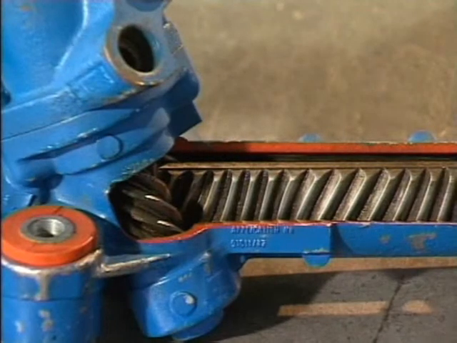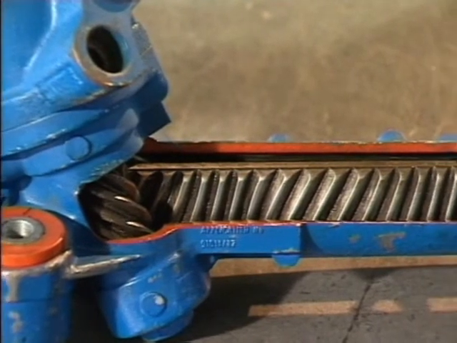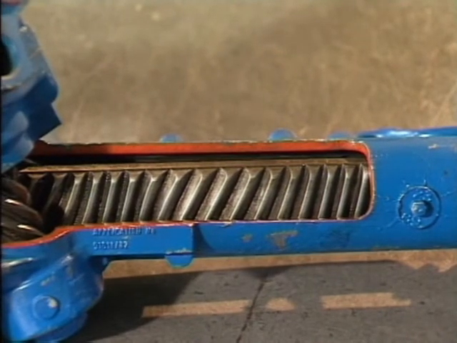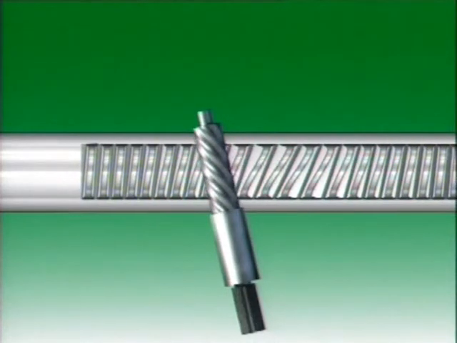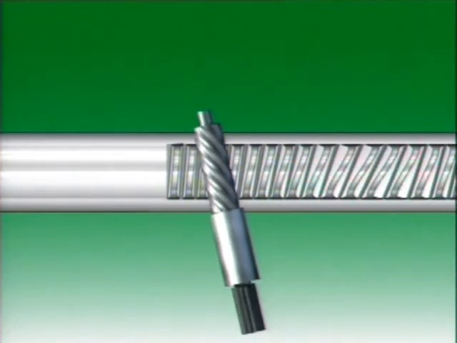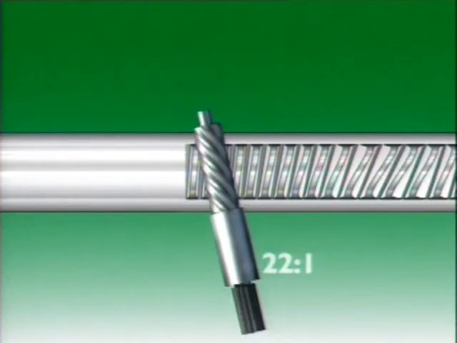The ratio is made variable by changing the shape of the teeth on the rack between the center and the outer edges of the rack. Then, as the steering moves away from the straight ahead position, the ratio, and therefore the mechanical advantage, increases progressively.